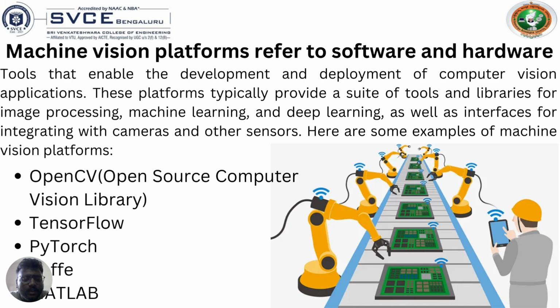Caffe is a deep learning framework developed by Berkeley. It is particularly well suited for developing convolutional neural network models and for image classification and segmentation tasks. MATLAB is a programming language and development environment commonly used for scientific computing and data analysis. It includes tools for image processing, filtering, feature extraction, and image segmentation. These are just a few examples of machine vision platforms available. The choice of a platform will depend on the specific needs and requirements of an application, as well as the expertise of the developers working on the project.